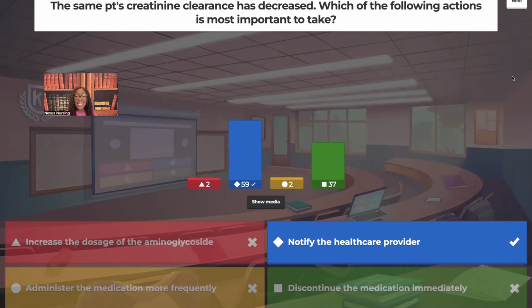And last, discontinue the medication immediately. There is a difference between discontinuing and holding a med. As a nurse, you can hold a med. You can have an order to give a med, and you find for whatever reason this drug has contraindications. You can withhold the med and notify the healthcare provider, but you don't have the authority to discontinue a med. That is outside your scope of practice. So the only thing you can do here is notify the healthcare provider, guys. This is very important information you need to know for pharmacology. Don't say I didn't warn you.